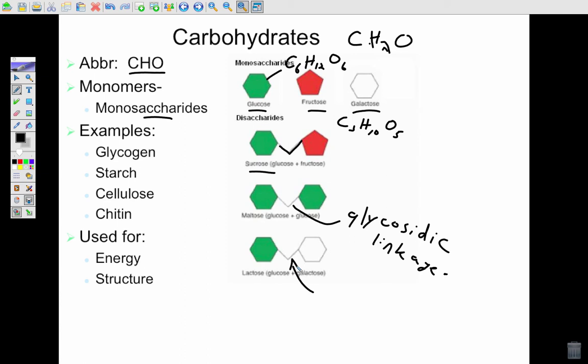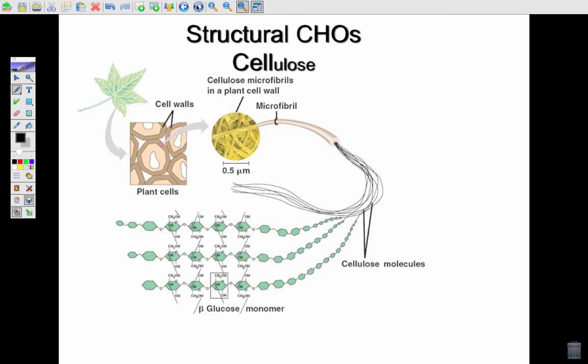Okay. So our carbohydrates, the polymers, are actually called polysaccharides. And these polysaccharides are used for energy. So our cells break down the polysaccharides to make energy for the cell. And they're also used to build structures for living organisms. So we'll go through those individually.